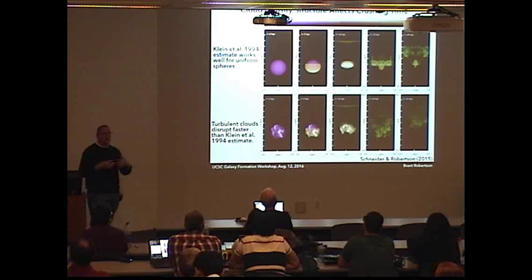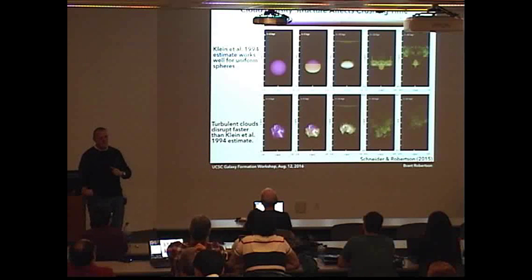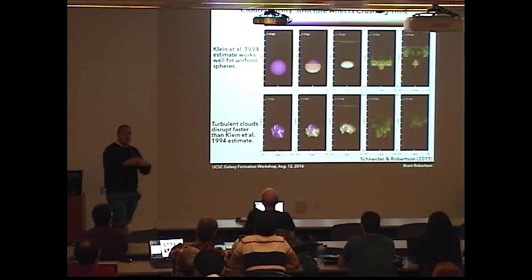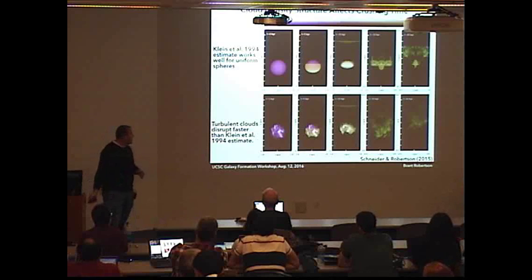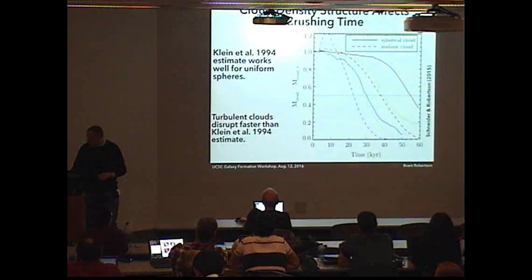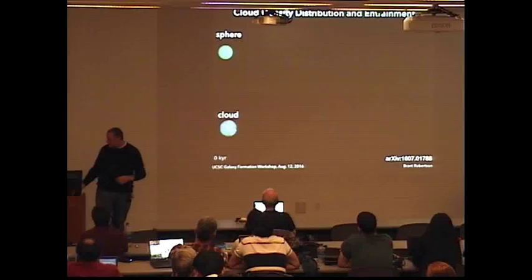Suggested does without accounting for the fact that it's the volume filling density that matters for cloud crushing, not the mean density of the cloud. So if you have a turbulent cloud where the mean and the median density are not the same, it's the median volume filling density that matters for the cloud crushing problem. She was the first person to express that.